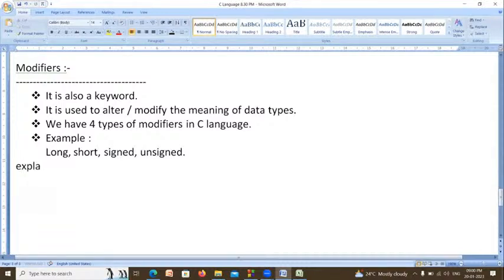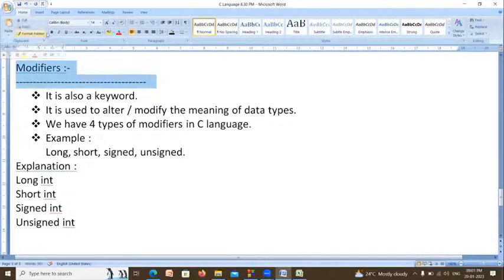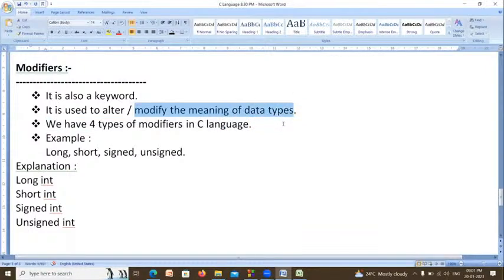Explanation. Like long integer, short integer, signed integer, unsigned integer, like that. This is about the modifiers we need to use to modify the meaning of data types. So these are the keywords that are used to modify the meaning of data types. These should be used only with data types. Right? So note this down.